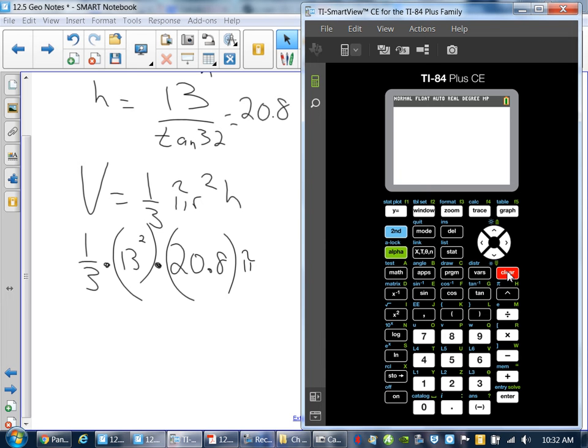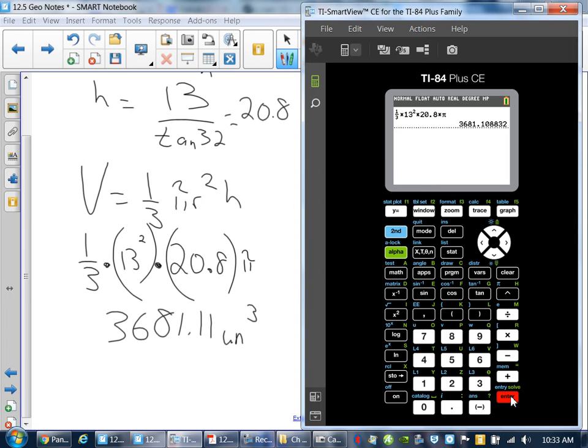Remember, your calculator has a fraction bar. Use it. It takes away messing stuff up. 1/3 times 13 squared times 20.8 times pi. And that gives me my volume. What do you do with your units? Cube them. So 3681.11 something cubed. I wrote the units for you.